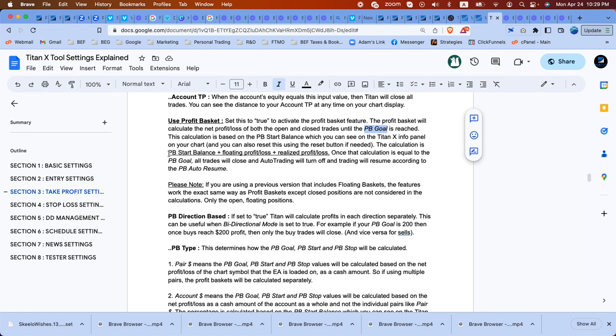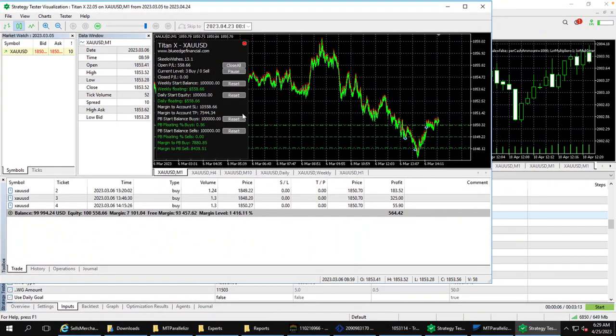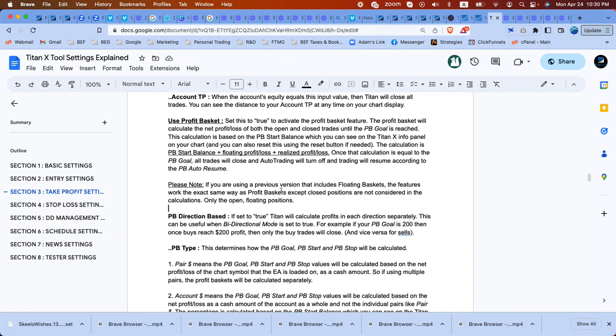So if our profit basket start balance is 100,000, just like we have here, and then we hit equity protector, well, now our balance is going to show 95,000, say, for example. We're actually going to need to float, what is that, $8,000 until we're actually going to be able to hit that profit basket goal. And that shows here, I believe, is the margin to the profit basket goal. So hopefully that makes sense.